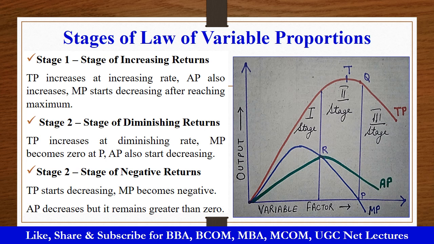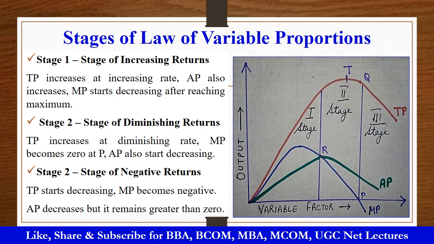Then in second stage, the total product continues to increase but at a diminishing rate. It becomes maximum at point T, which is shown in the figure. At this stage, the marginal product decreases with increase in number of variable factors. Due to this, the second stage is referred to as the stage of diminishing returns. Here, the marginal product becomes zero, which is shown at point P. The average product also starts decreasing at this second stage.